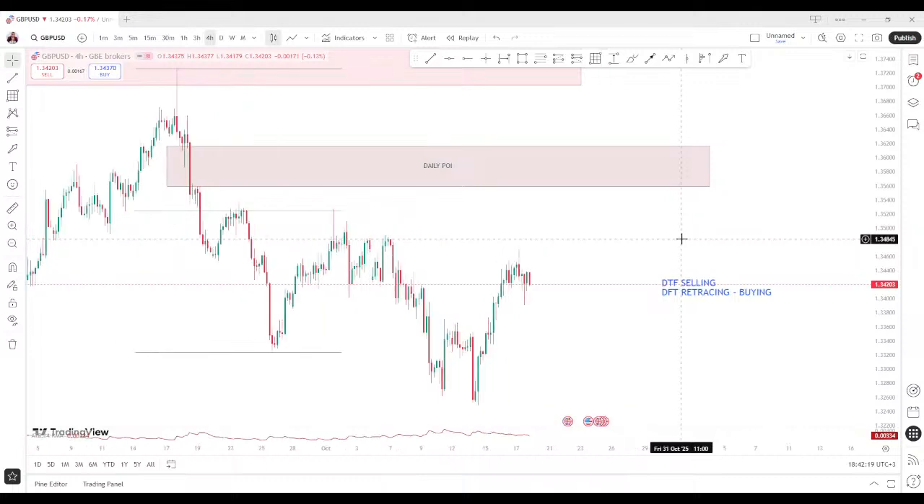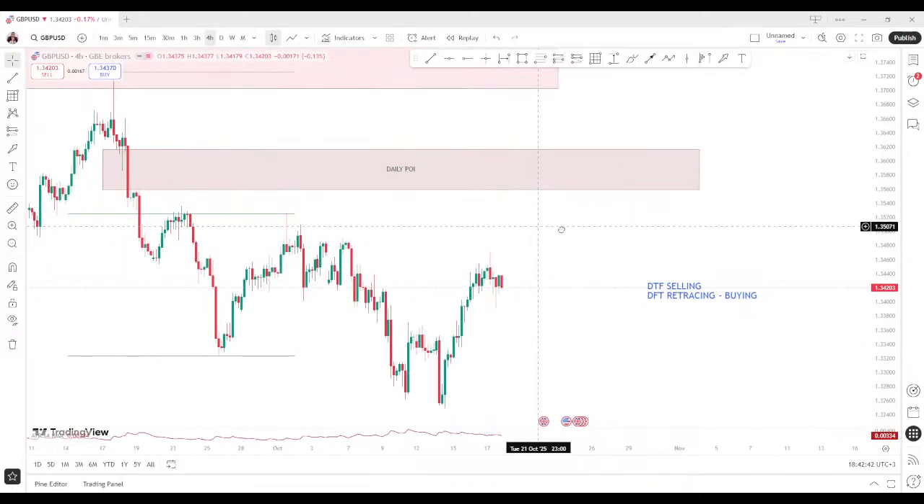So we are here. We said we are expecting that this market will come to our POI over here. I could have shown you how to refine POIs, but for the sake of my peace, allow me not to do that today. But this is where we expect our market to come.